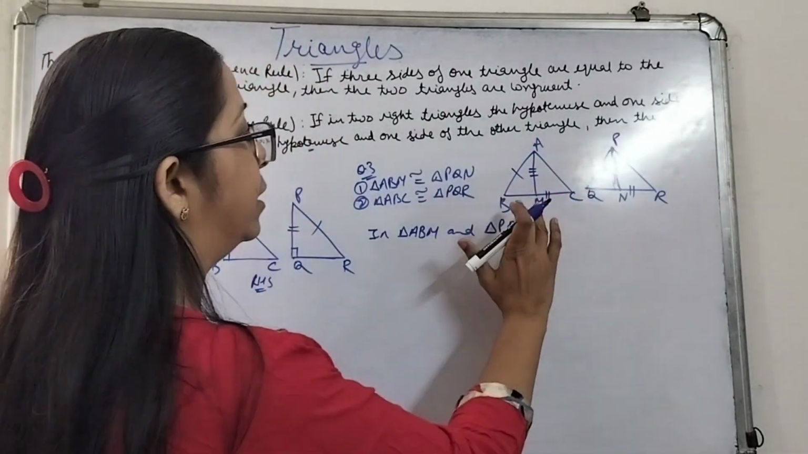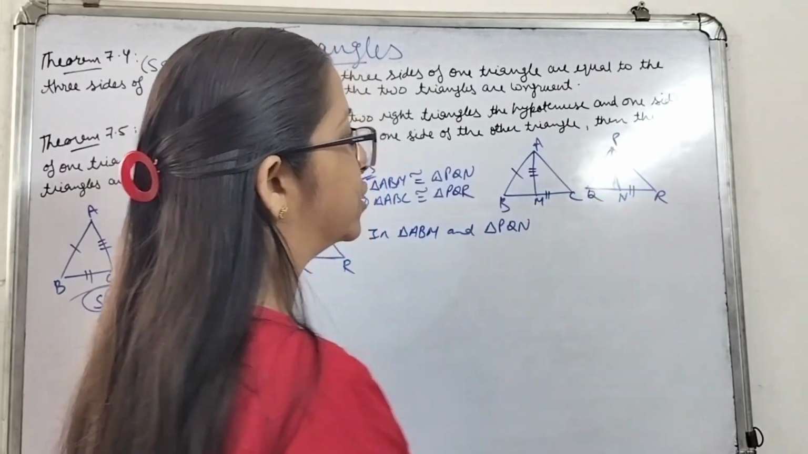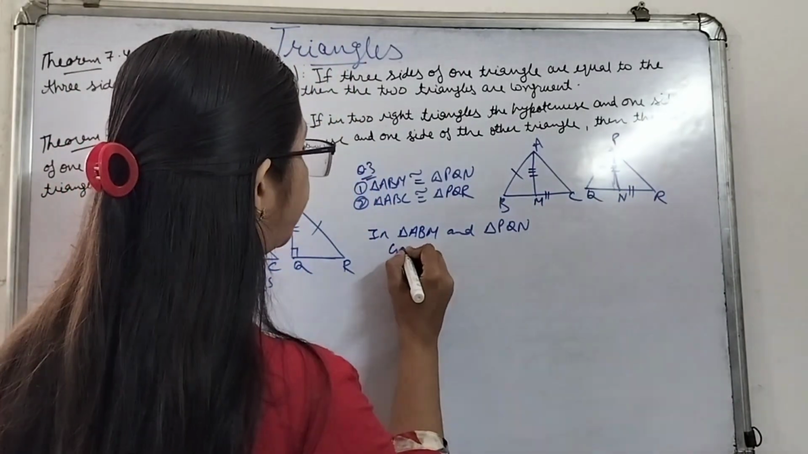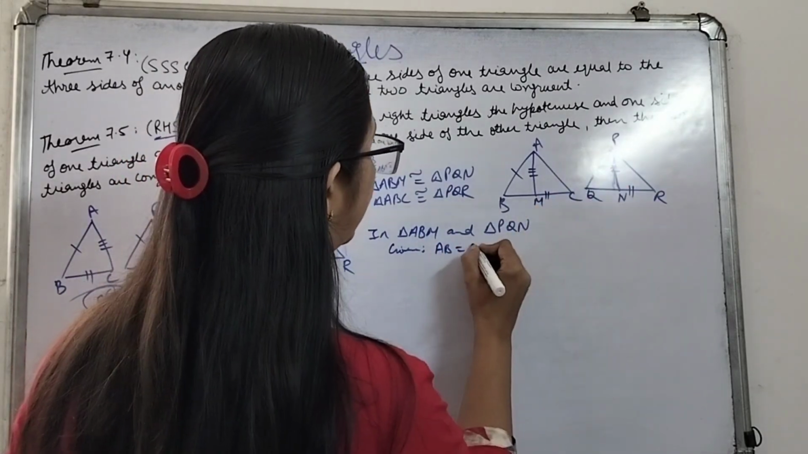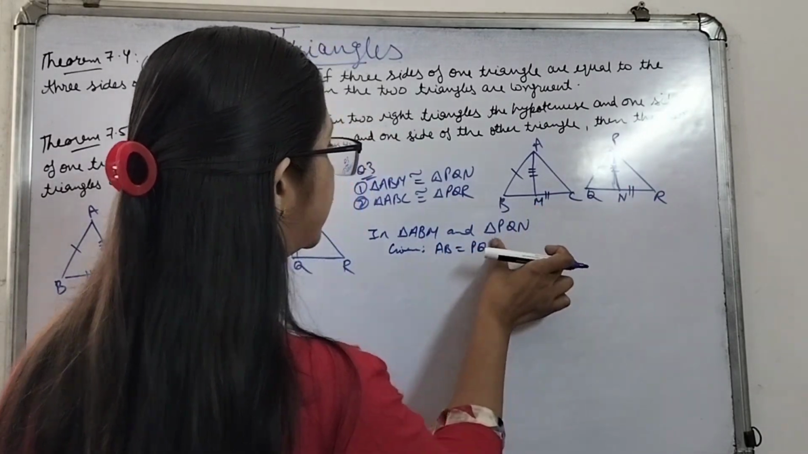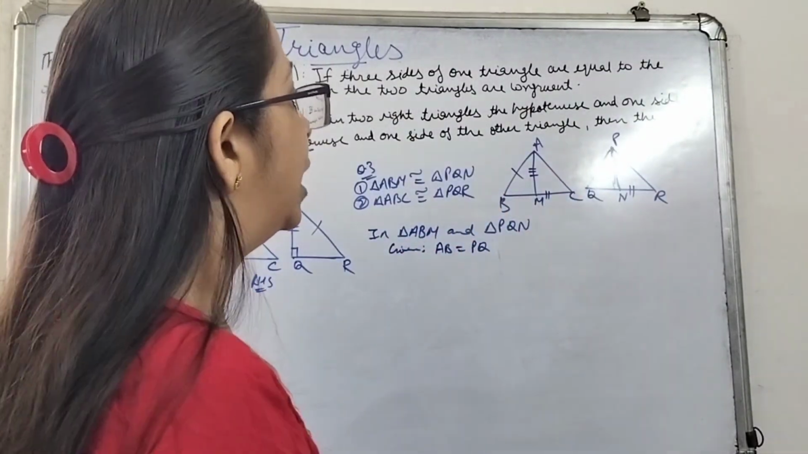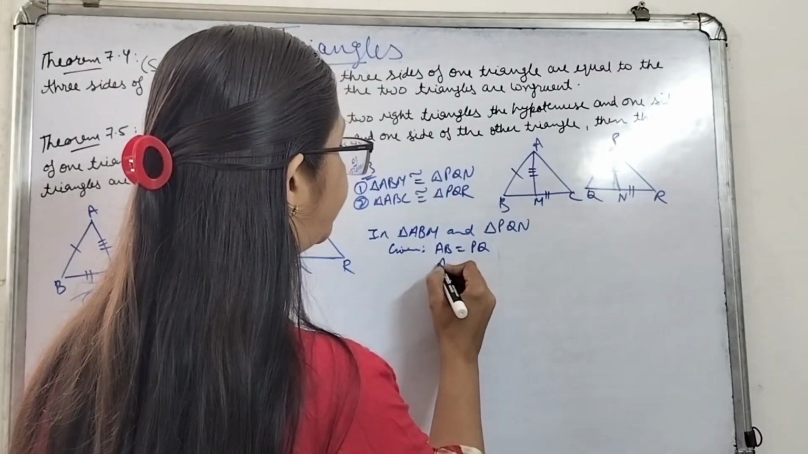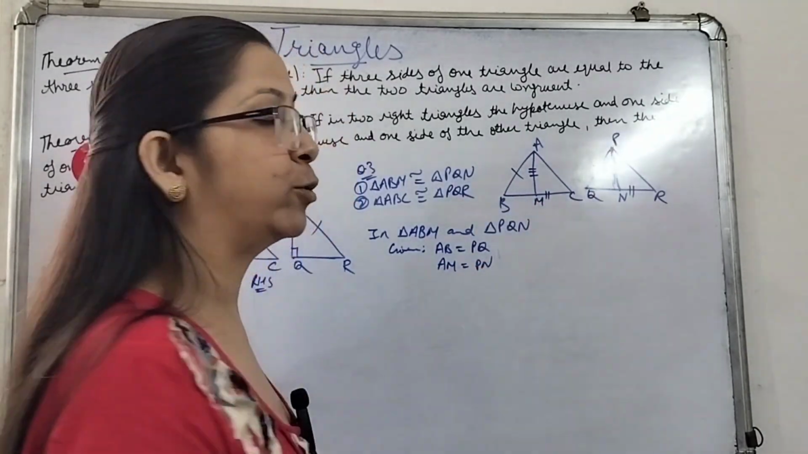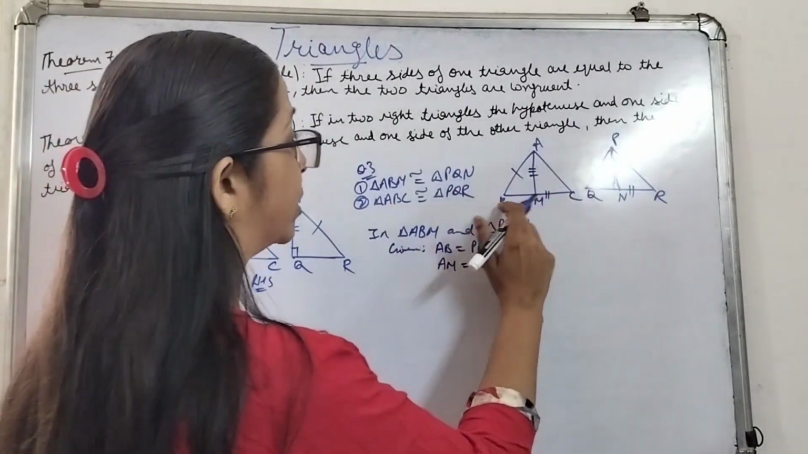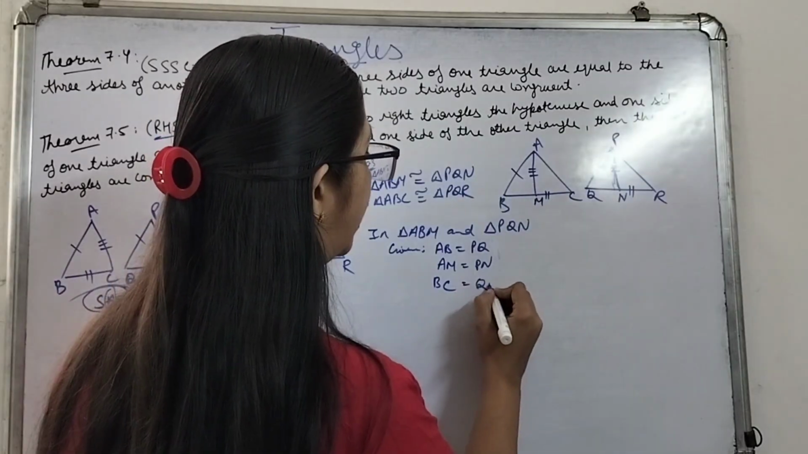In this triangle, one of the sides is BM. In the other triangle, one of the sides is QN. It is given that AB is equal to PQ. These two sides are already given equal in these two triangles. Along with that, it is also given that AM is equal to PN. It is also given that BC is equal to QR.